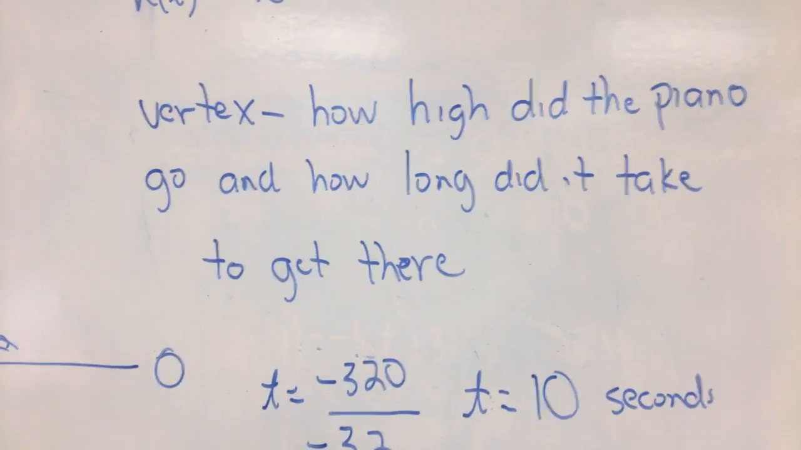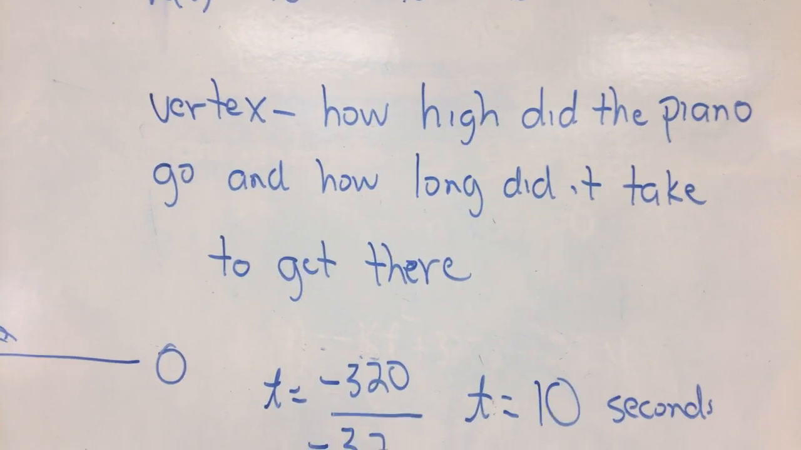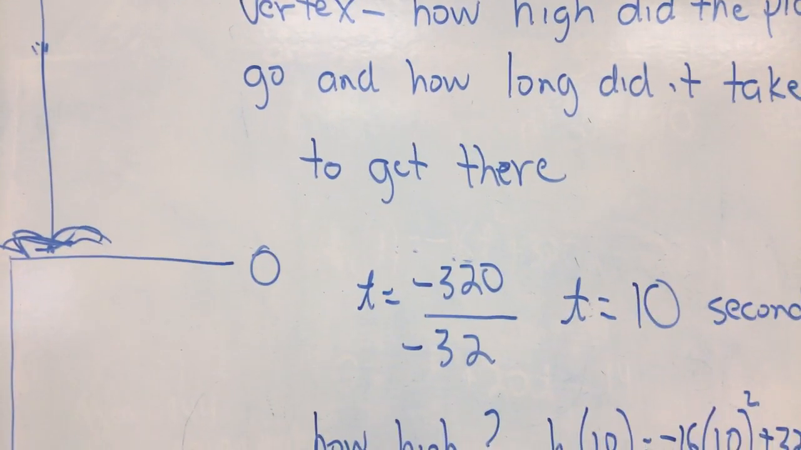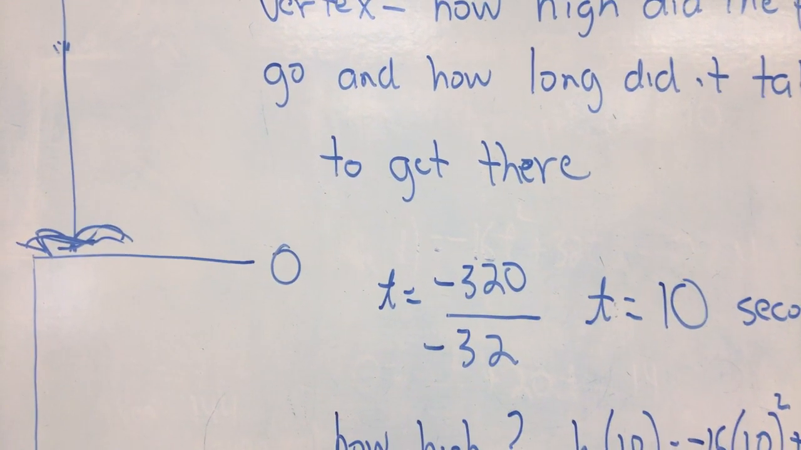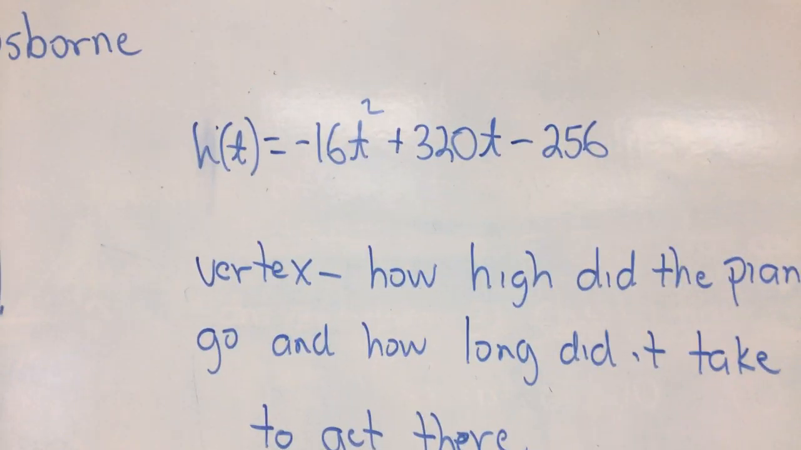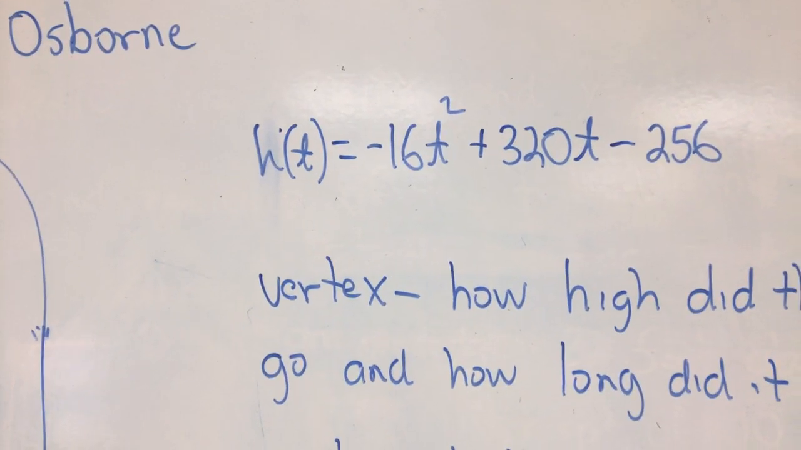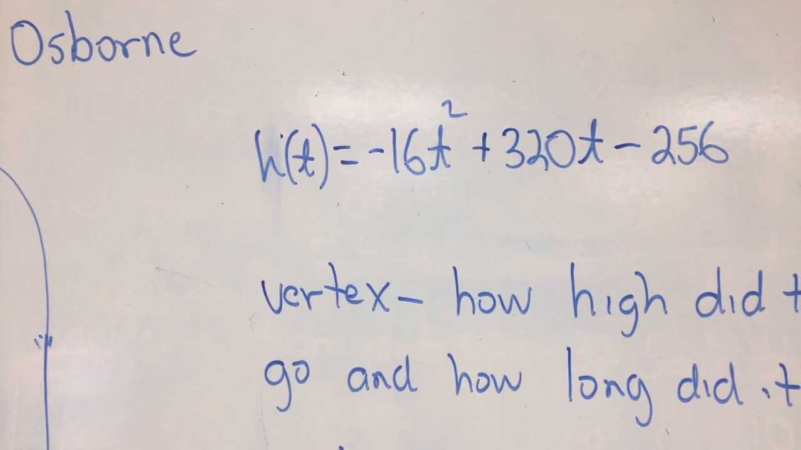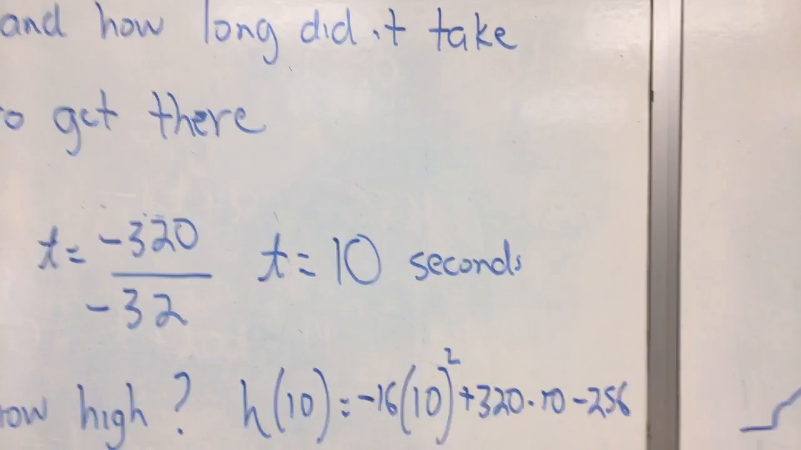So when you see this question, how high did the piano go and how long did it take to get there, think vertex, okay? Vertex, t is equal to negative b over 2a. Negative b, in this case, b is 320. Do you see where I found b, 320? And what's a? Negative 16. Do you see where I got those? Negative 16 is the coefficient of the squared term, that's a. B is the coefficient for the linear term, that's 320. All right, so now t is equal to 10.